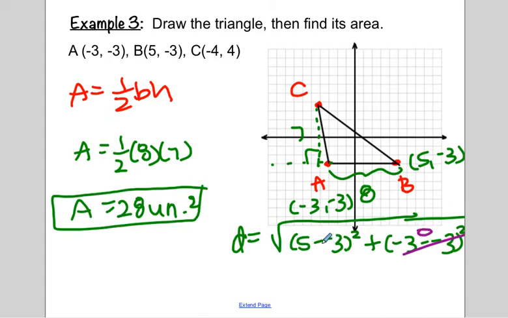And this would give us plus 3, so 8. 8 squared is 64, so it's the square root of 64, which is equal to 8, which we found was our base. So you could do it that way, or you can draw it and you can just count it out.